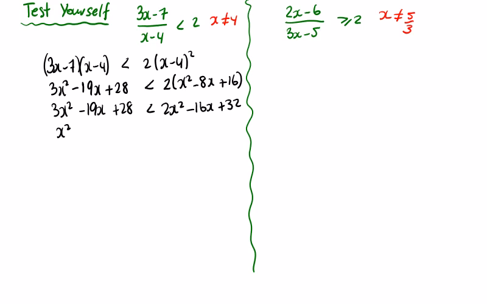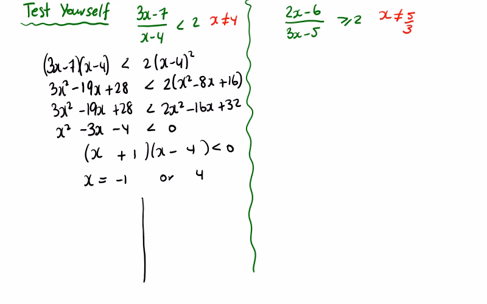So I'm just going to get 3x squared minus 2x squared, minus 19x plus 16x, and plus 28 minus 32 less than 0. So x times x, has to be 4 times 1, minus 4x plus 1x less than 0. So x is minus 1 or plus 4. And my sketch looks something like this. And it's less than, so my solutions are in here. So x is between 4 and minus 1.